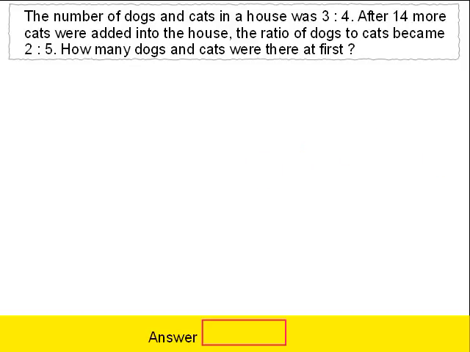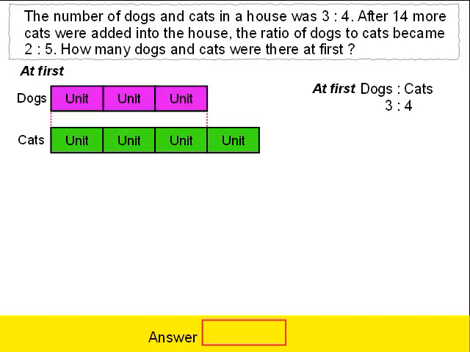Alright, the number of dogs and cats in the house was 3:4. So we draw 3 units to represent the dogs and 4 units to represent the cats at first. Alright, 3:4. And we were told that 40 more cats were added into the house. The ratio of dogs and cats at the end became 2:5.